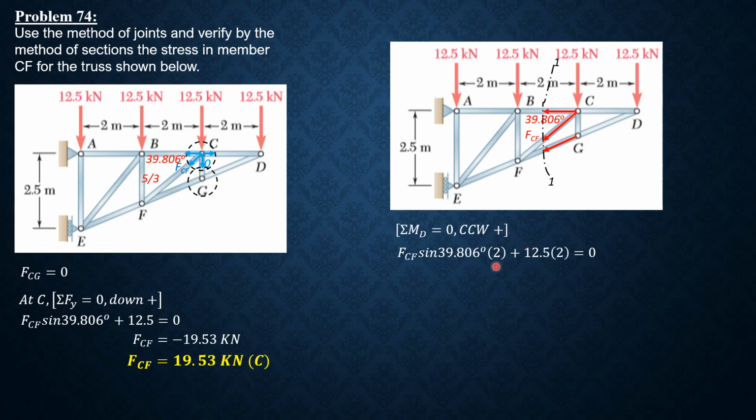So if you cancel out 2, this equation is the same as this if 2 is being cancelled out. Therefore, FCF is negative 19.53 kilonewtons, or FCF is 19.53 kilonewtons compression. So that's it for this problem.